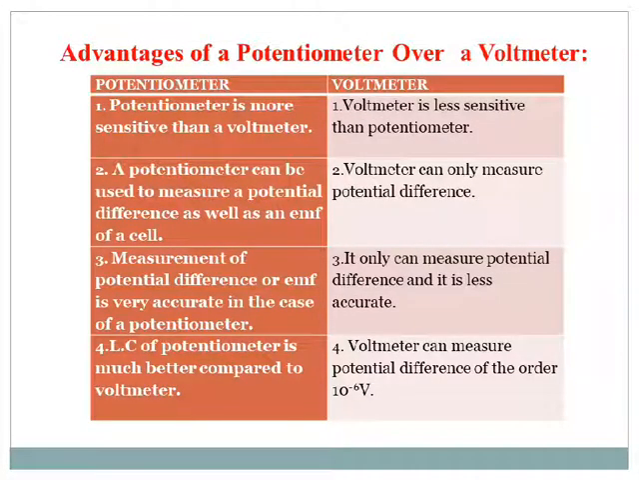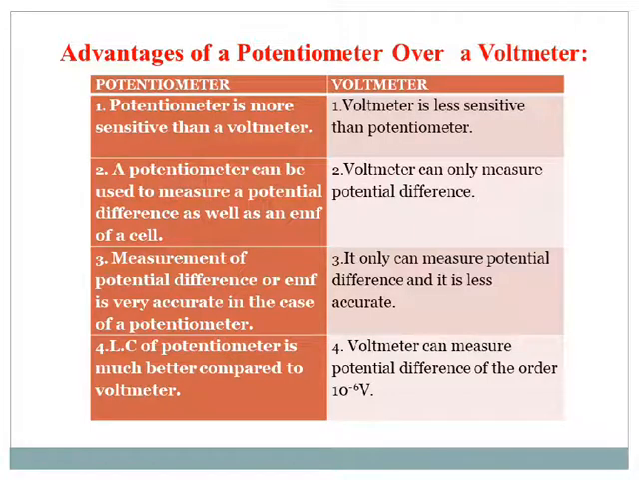As we have discussed the use and principle of the potentiometer, which is to find out the potential difference across 2 points, now a question may arise: a voltmeter does the same work, so what is a potentiometer? What are the advantages of the potentiometer over the voltmeter? So this chart is showing the advantages of the potentiometer over the voltmeter. You can have a look at this slide, and we'll discuss one by one. The first point written here is that the potentiometer is more sensitive than the voltmeter, and the voltmeter is less sensitive than the potentiometer.